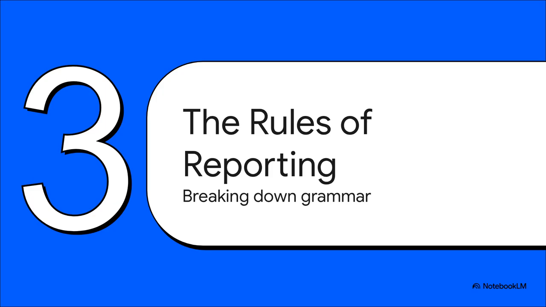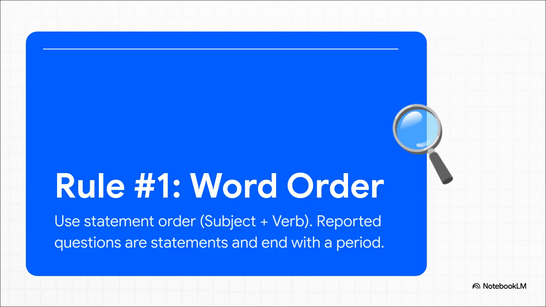So now that we've found the clues in the wild, let's just lay out the official rules nice and clear. This is going to give you a solid framework you can use every single time. All right, rule number 1, and this is the big one. This is the most important one. Once you report a question, it's not really a question anymore, grammatically speaking at least. It becomes a statement. That means you use statement word order, subject, then verb, and it always ends with a period. Say goodbye to the question mark.